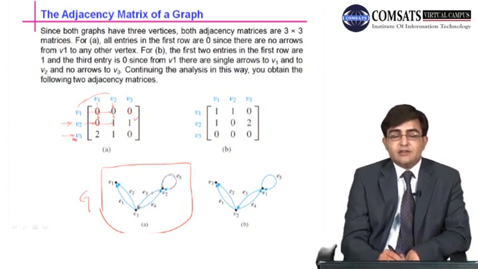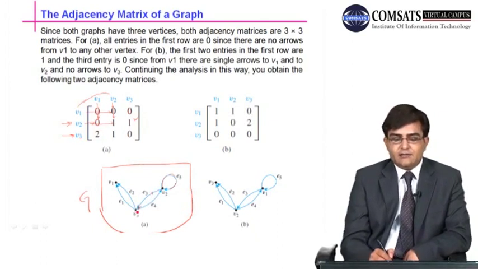Now coming to the third row, from V3 to V1, how many arrows are there? From V3, here we have V1. How many arrows are there? This arrow is from V3 to V1. This arrow is also from V3 to V1. So there are two arrows from V3 to V1. So we write here 2.